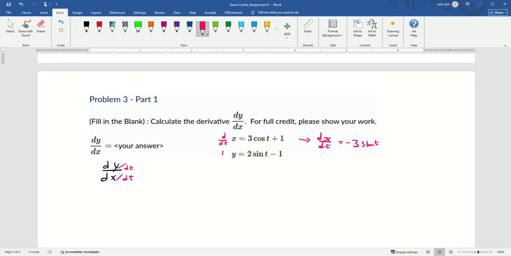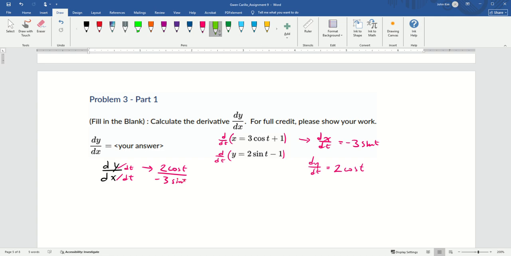We're going to take the derivative with respect to time of the second equation as well. You end up with dy/dt equal to 2 cosine of t. And so dy/dx becomes dy/dt, 2 cosine of t, all over dx/dt, which is negative 3 sine of t.